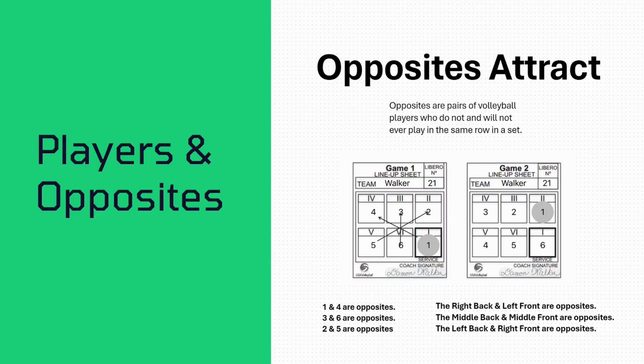The middle back and middle front are opposites. Where Team Walker is serving, this would be players 3 and 6. And the left back and right front are opposites. Where Team Walker is serving in this example, that would be players 2 and 5. We're going to use opposites as information to help us identify back row players for each team in this presentation.